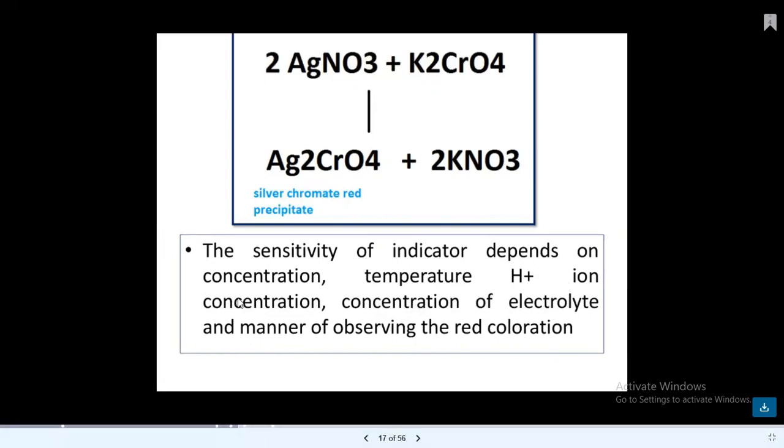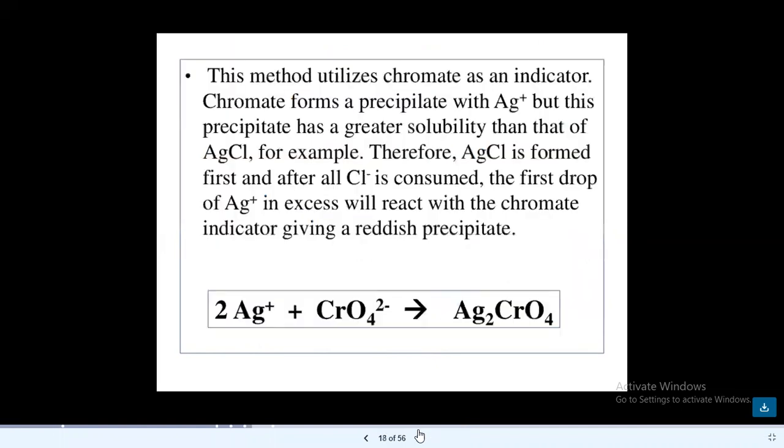Hydrogen ion concentration is the ionic condition. Why the hydrogen ion is necessary, we will discuss later. And the concentration of the electrolyte and the manner of observing the red coloration is your observation. Depending upon your observation, it is very important for the quantitative analysis.